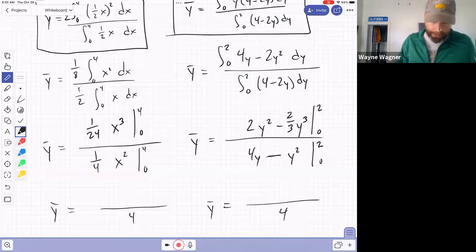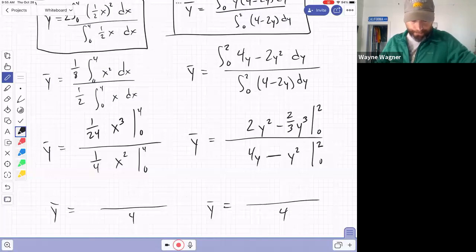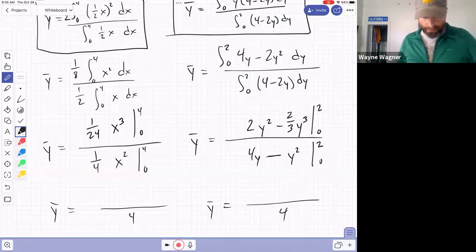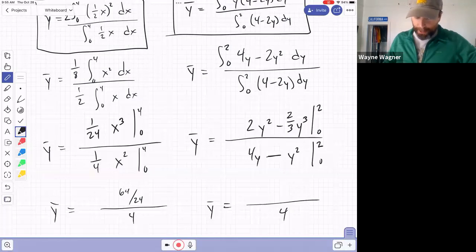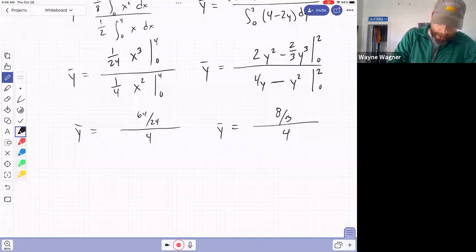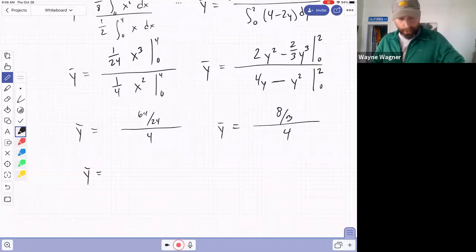Okay, and then we'll do the tops. So we'll get 4 cubed. It's 4 times 4, 16 times 4 is 64. 64 divided by 24. I'm just going to leave it like that for now because, calculators and whatnot. And then over here, what I get is 8 minus 2/3 of 8, so I'm going to get 1/3 of 8. So it's 8/3.